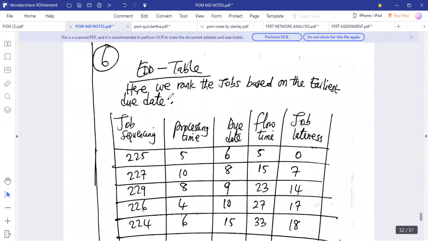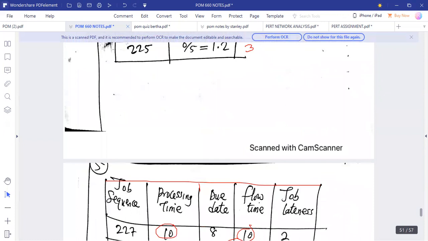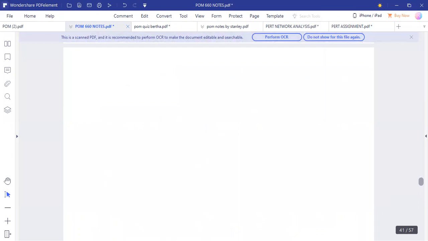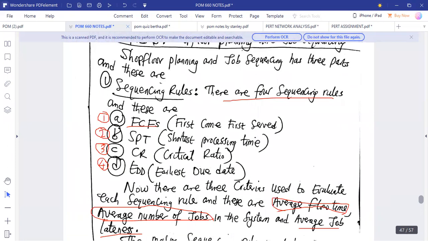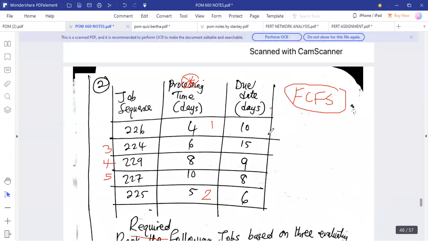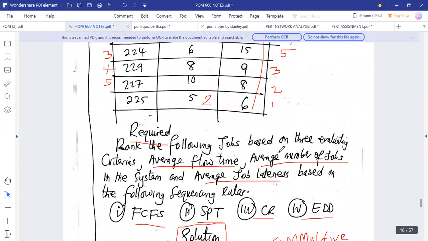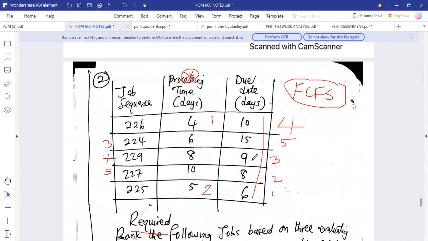So now here we are going to rank the jobs based on the earliest due date. So when ranking, we go to the mother, like I mentioned about the fact that each other sequencing rule comes from the mother, that is the first come, first serve sequencing. So here we'll be ranking based on the due date. This one will be job number one, this one number 2, number 3, then number 4, then number 5, based on the due date. So as we rank based on the due dates, we also get the respective processing time.